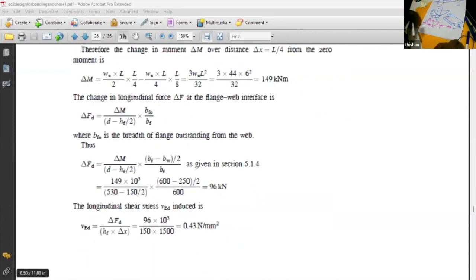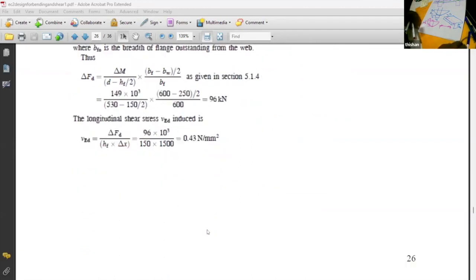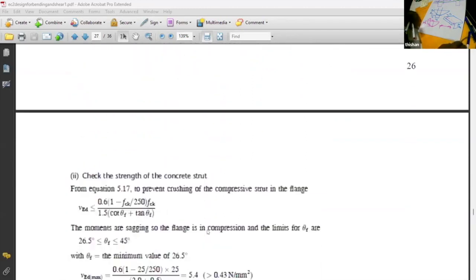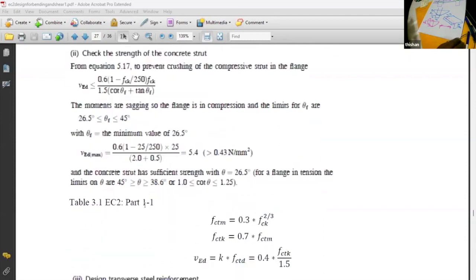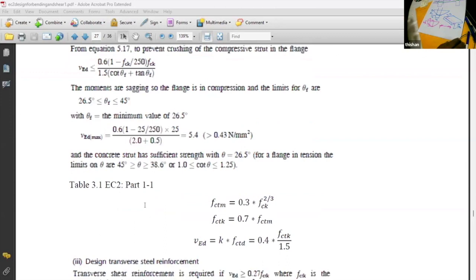Then you calculate the stress, 0.43, and it says if the stress is low enough, you don't have to do anything. But at the same time, it's checked for crushing of the compressive strut, 26.5 degree angle. So VD max is 5.4, greater than 0.43, so we don't have a problem. Then again, there's a minimum value given in the table. It says if the stress 0.43 is less than a certain value, you don't have to worry.